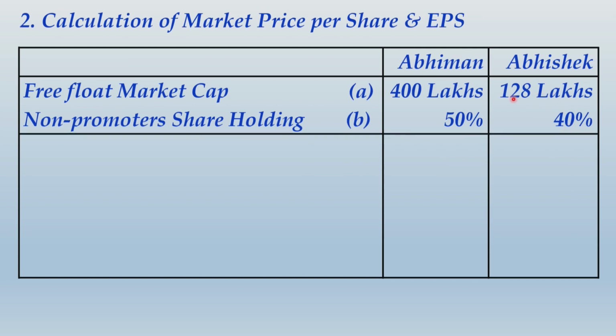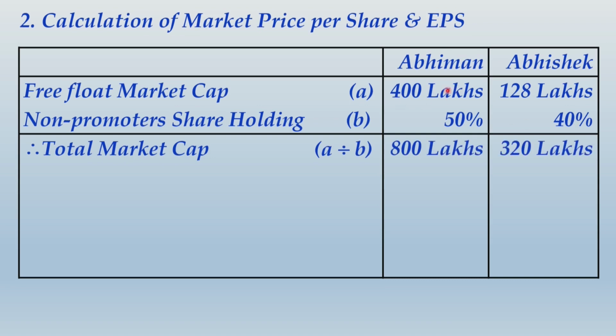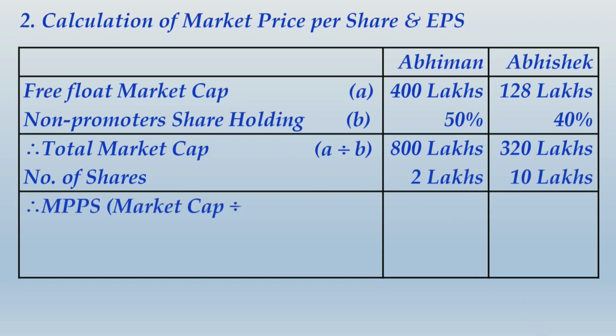So when you divide 128 lakhs by 40%, you will be getting the total market capitalization of Abhishek Limited. And likewise, if you divide 400 lakhs by 50%, you get 800 lakhs as total market capitalization of Abhiman Limited and 320 lakhs with respect to Abhishek Limited. Once you get the total market capitalization, divide it by total number of shares, and you get the market price per share. That is market capitalization divided by number of shares.